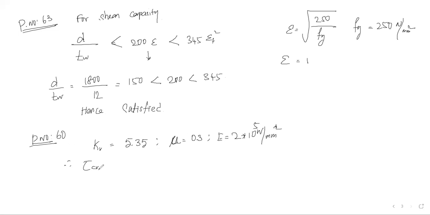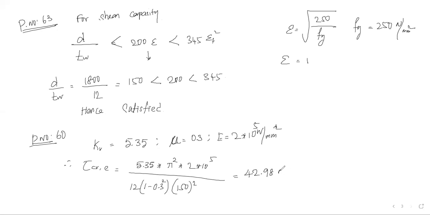So if I am going to substitute these values, KV 5.35 into pi squared into E divided by 12 into 1 minus mu squared into d by t the whole square. So d by t is equal to 150 the whole square. If I substitute this, the stress value I'm getting is 42.98 Newton per mm square.